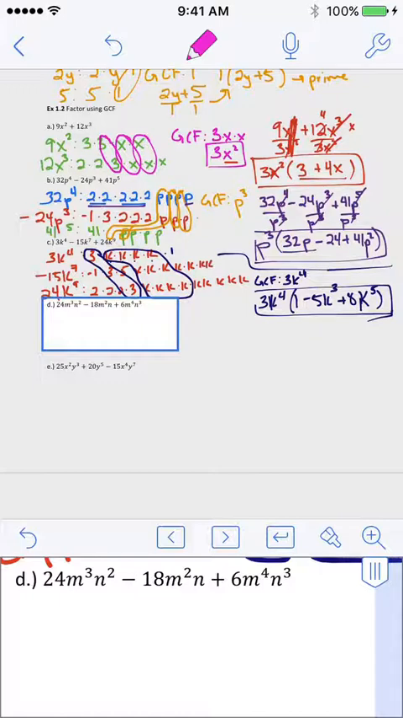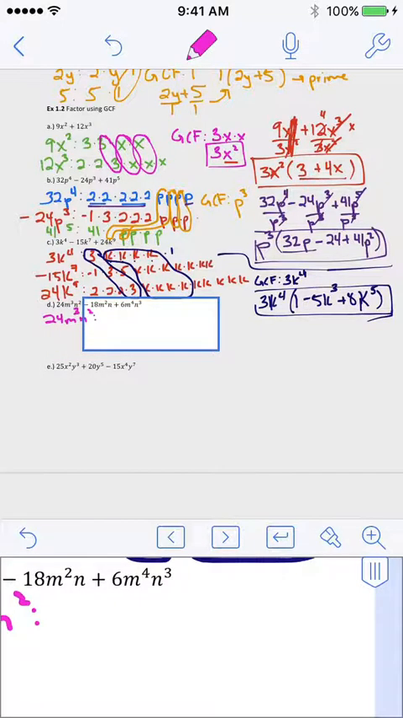24m cubed n squared minus 18m squared n plus 6m to the 4th n cubed. Wow, that's a lot of variables. Doesn't matter though, right? I'm just going to break it down piece by piece, and I'm just going to find out what they have in common, right? Greatest common factor. So 24m cubed n squared. Let's take a look at that one.